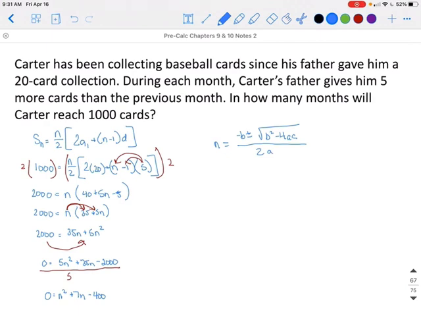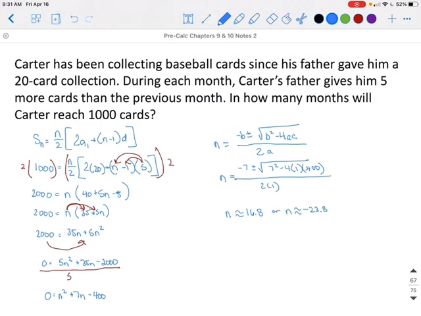Remember, the a value is what's in front of n squared, the b value is what's in front of n, and the c value is the part that's by itself. So we're going to have negative 7 plus or minus the square root of 7 squared minus 4 times 1 times negative 400, all over 2 times 1. And if you do those calculations, you're going to get n is approximately 16.8, or n is approximately negative 23.8.